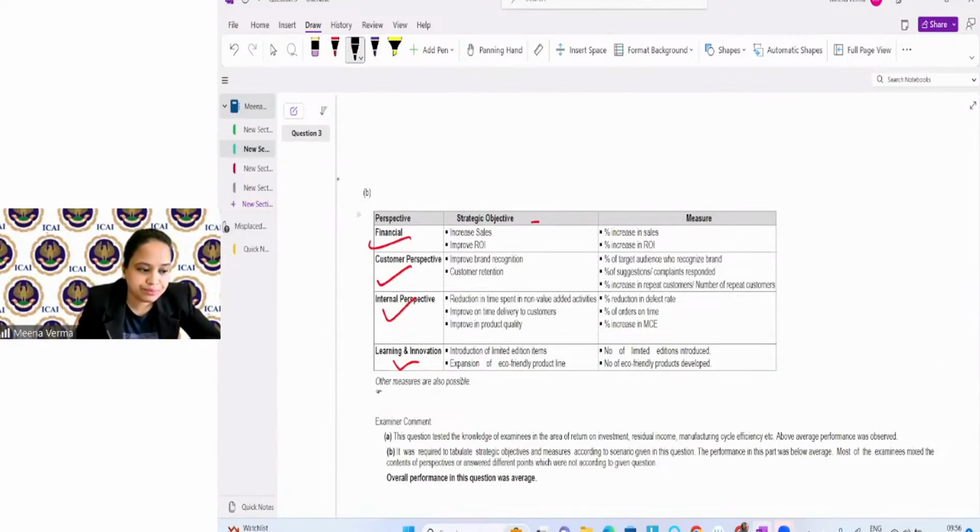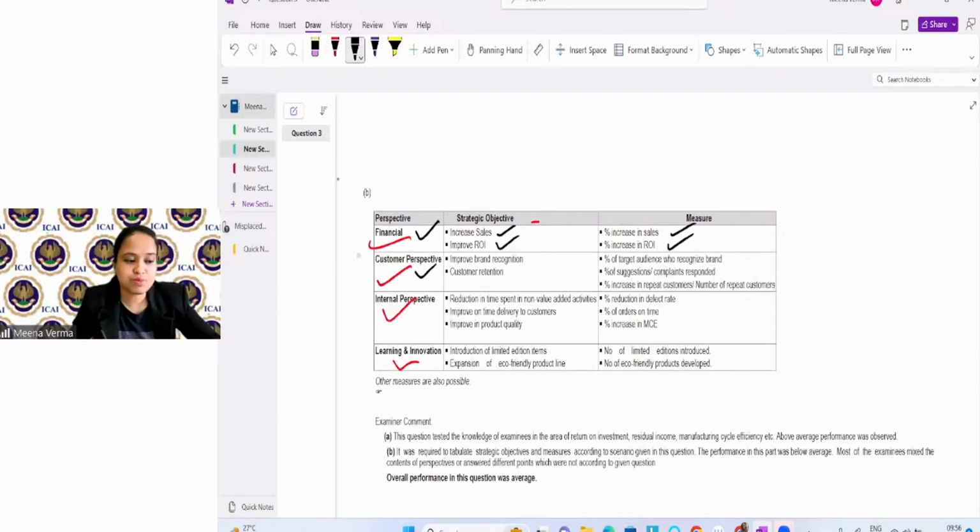So you can see in financial factors, we will consider whether the sale is increasing, whether the return on investment and the residual income, all these things are improving or not. So you will see what percentage the sale has increased, what percentage the residual income and return on investment have increased. These are all the financial perspective.